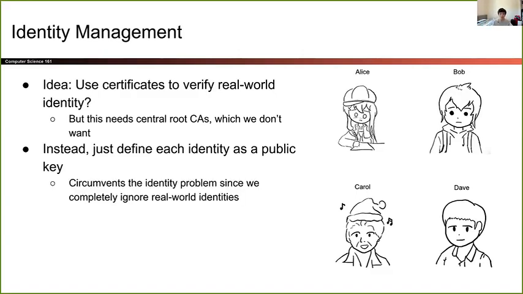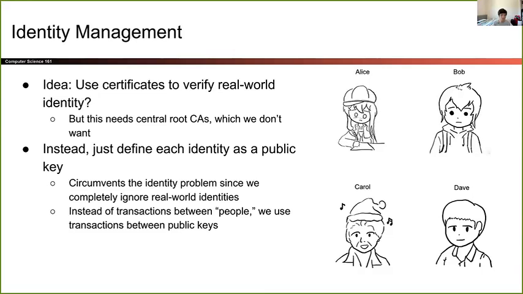The protocol only sees public keys. So I'm not sending money to Perrin. Instead, it's just my public key that I have control over is sending money to Perrin's public key. So instead of transactions between people, we're just doing transactions between public keys. And we're just going to pretend that real world identities don't exist, and that helps us sidestep the problem.